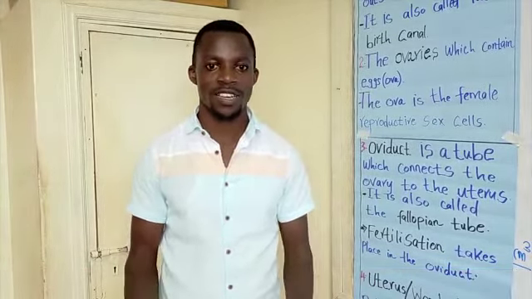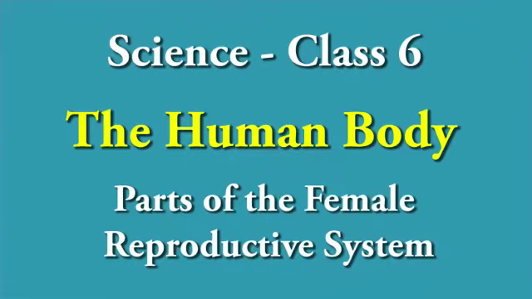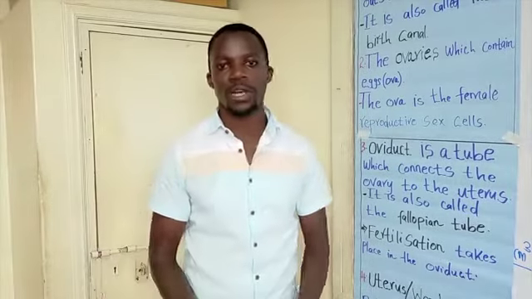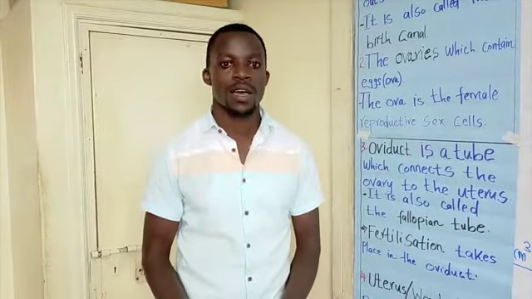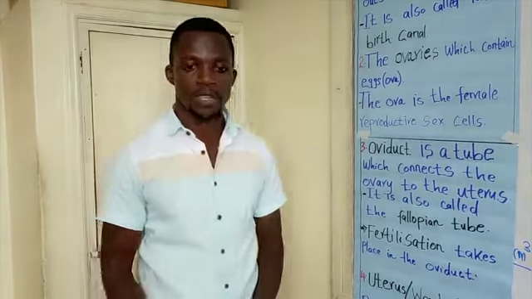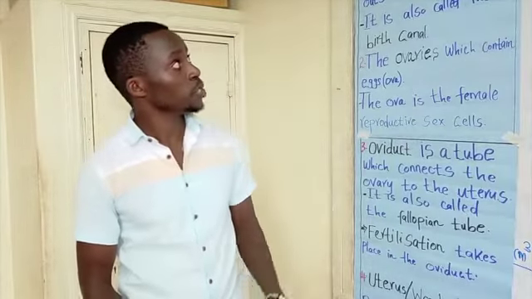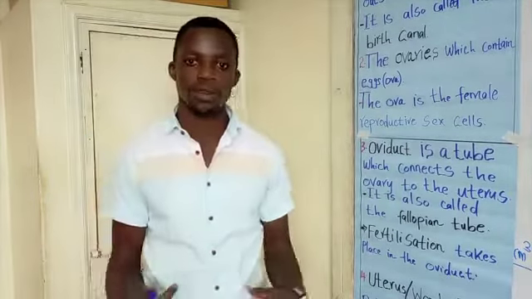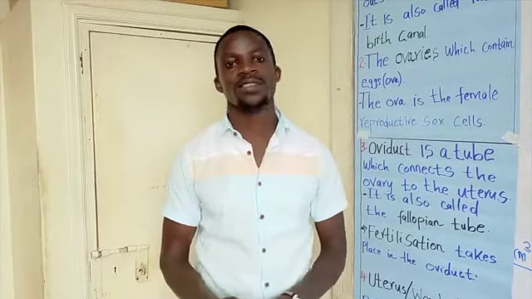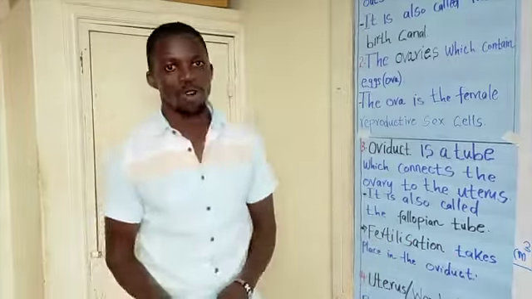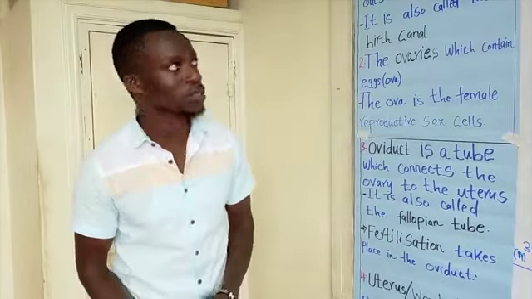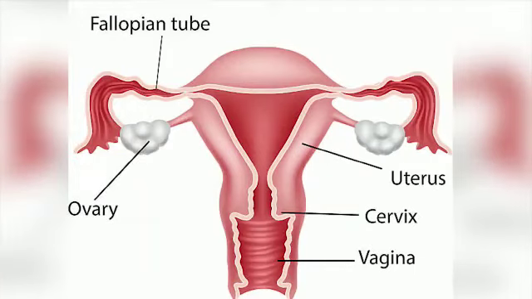Today I want us to look at science, and under science I want us to look at the human body, a class 6 topic. Under the human body we have different subtopics that are very important for you to understand. Today I want us to look at the parts of the female reproductive system. We are going to discuss in detail the various parts of the female reproductive system and their functions, so that you get to understand how these things all work as a team to come up with a new product, that is a baby.